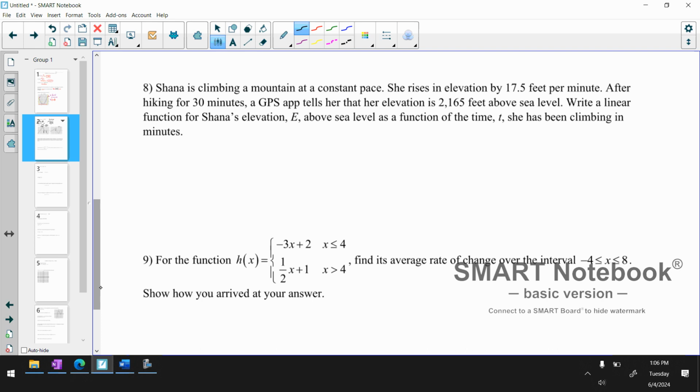Next one says Shayna is climbing a mountaintop. It raises 17.5 feet per minute. So we're really writing the equation of a line. My slope is 17.5x. It's going up, so it's positive. If it said it was going down, like into a cave or something, then it would be negative.